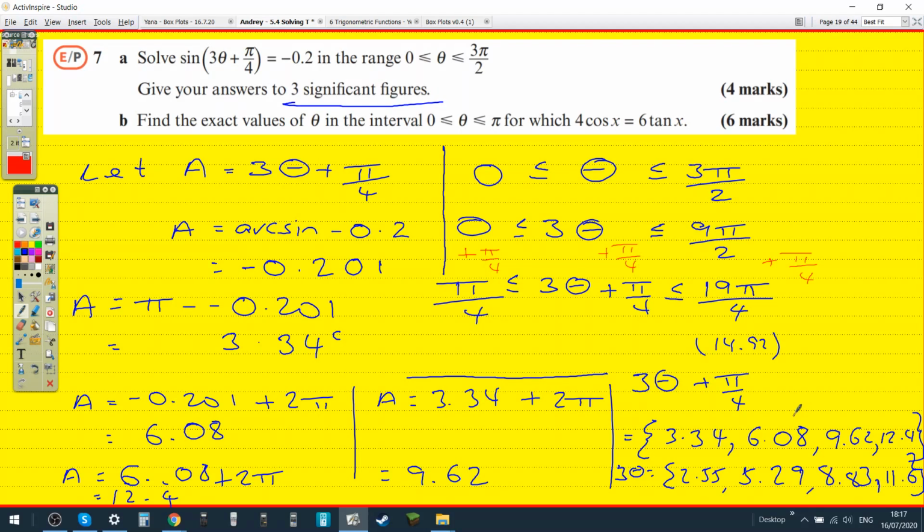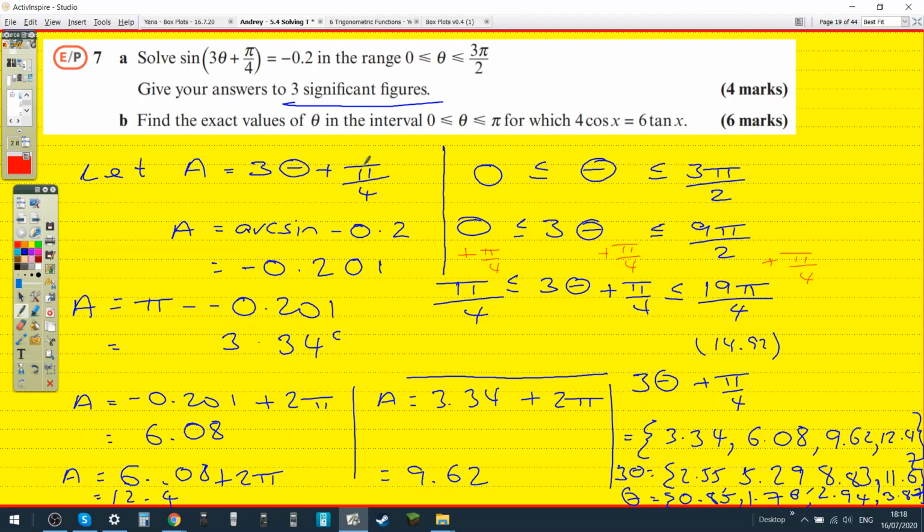And then I need to now divide all those values by 3. Mm-hmm. And so for the first one, it'll be 0.85. Next one will be 1.76. And the next one will be 2.94. And the next one will be 3.8. Oh no, 3.87.